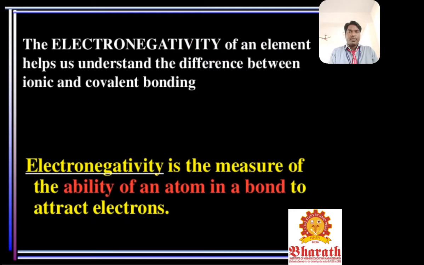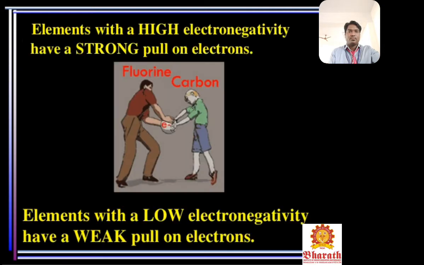The electronegativity of an element helps us understand the difference between ionic and covalent bonding. Electronegativity is a measure of the ability of an atom in a bond to attract electrons. Elements with high electronegativity have a strong pull on electrons, for example, fluorine. The elements with low electronegativity have a weak pull on electrons, for example, carbon.